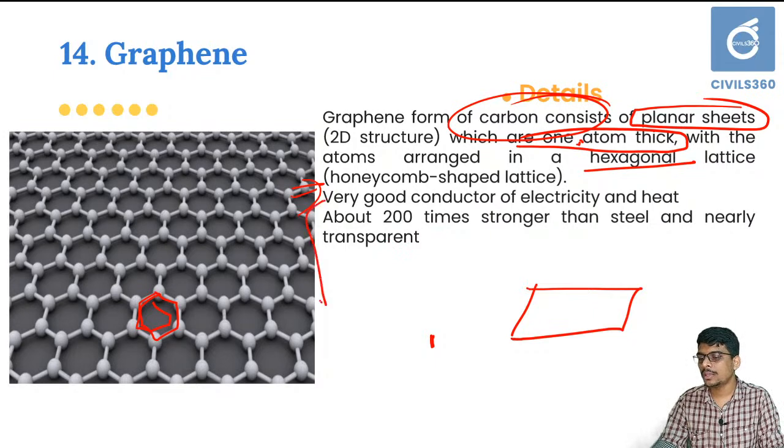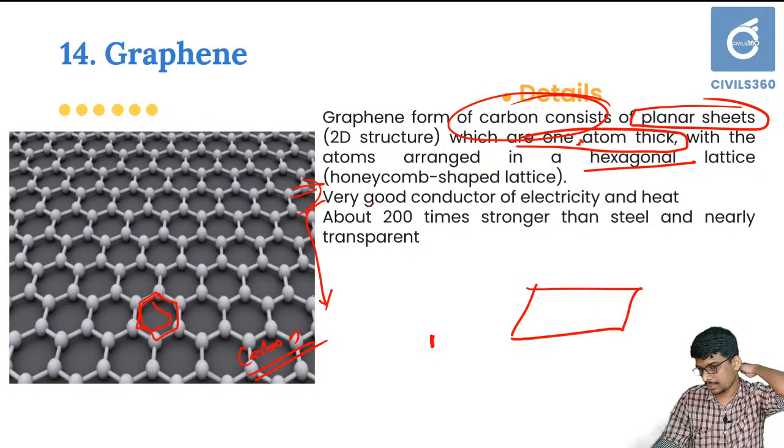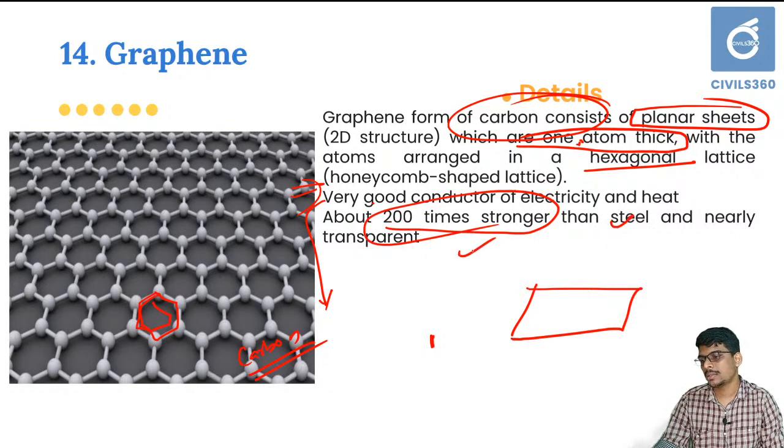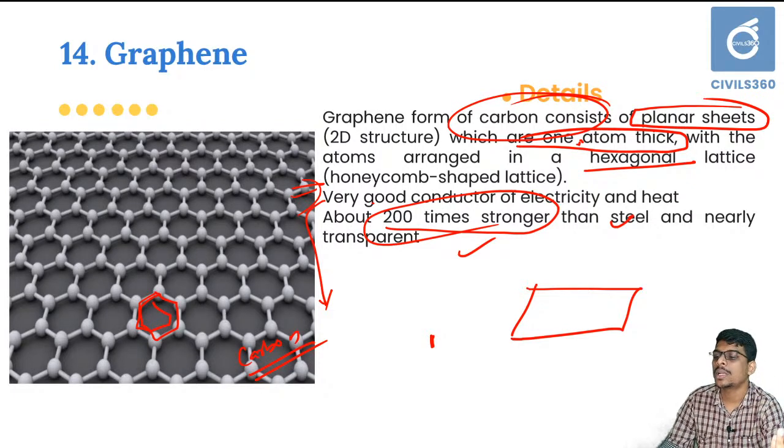And the feature is they are very good conductors of electricity and heat. For example, carbon is not a real-life conductor of electricity or heat, but graphene is a conductor of electricity and heat, and it is 200 times stronger than steel and nearly transparent. That will be beneficial for developing aircraft, spacecraft, etc. That is, they are not only good conductors, they are stronger than existing steel and can act as a nearly transparent material. Okay, this is graphene. Is there any doubt? If you have any doubt, let me know.